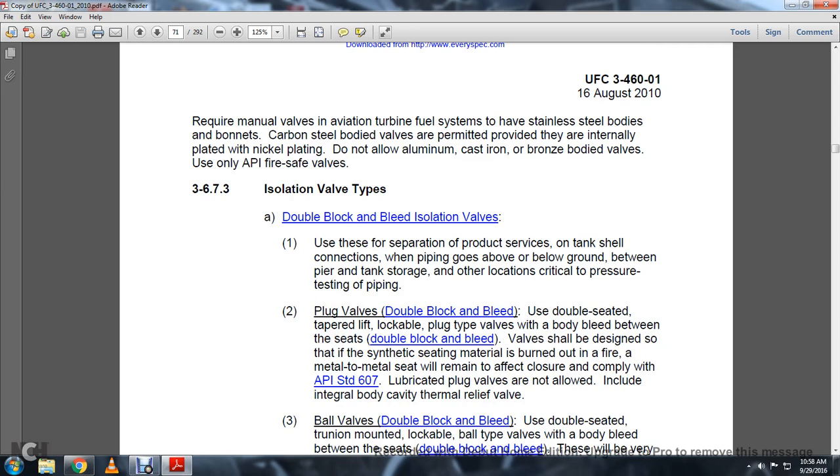3673 Isolation valve types. Double block and bleed isolation valves. 1. Use these at the separation of products and tank or shell connections, with the piping going above and below the ground between the pier and the tanker storage, and at other locations critical to pressure testing the piping.